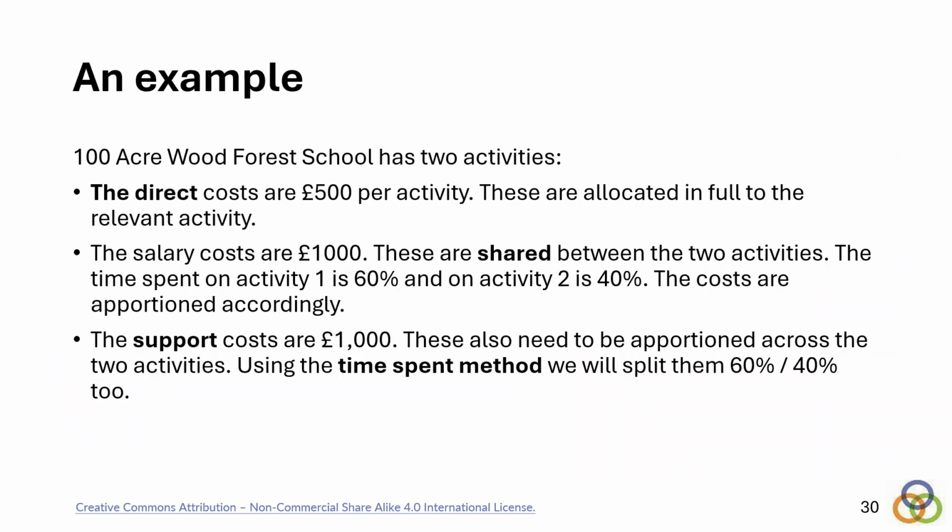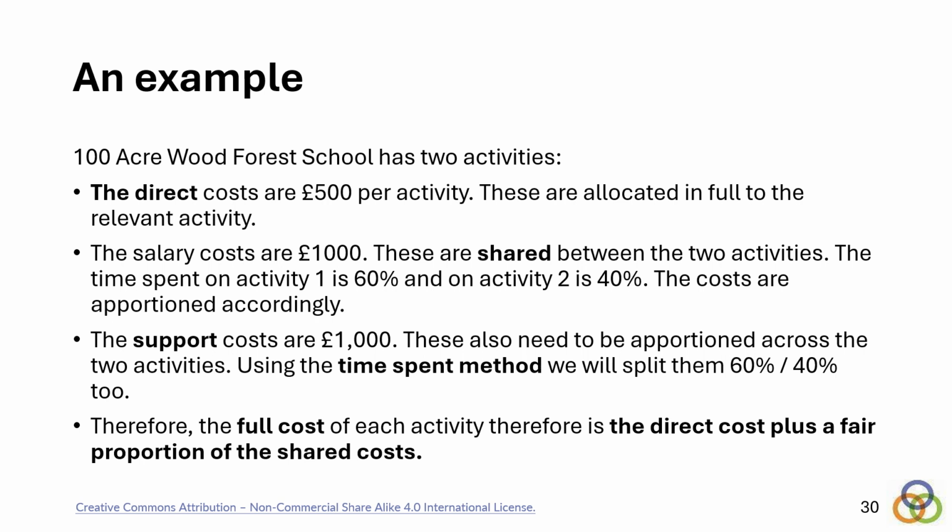And so let's suppose we've got a forest school, and it's got 2 activities, and both activities incur £500 of direct costs, and the salary costs for the whole forest school are £1,000. I need a way to share those, and I'm going to do it on staff time, because for me that's generally quite simple. And if I find that 60% of the staff time is spent on activity 1 and 40% is spent on activity 2, then I'm going to apportion the costs on that basis across the 2 activities.